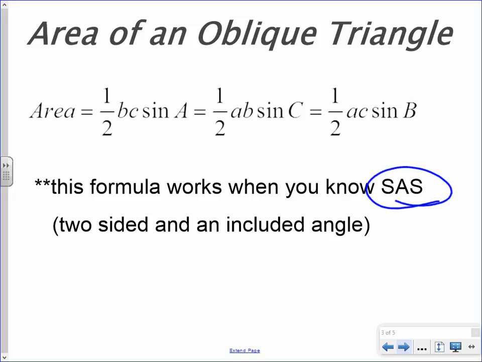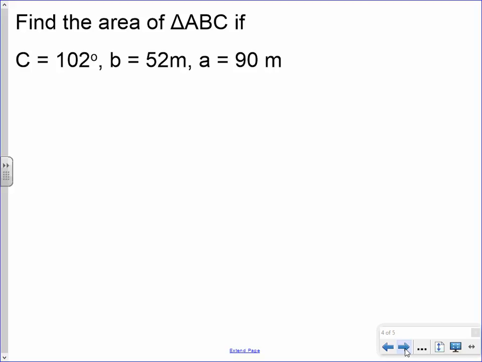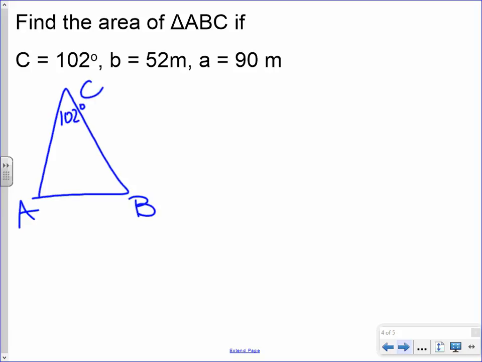So we're going to do one example of us finding area. Here's our given information. Angle C is 102 degrees, side B is 52 meters, and side A is 90 meters. I know that my triangle is not drawn to scale, and I really don't care if our triangles are drawn to scale. We more need a visual of where the angles and where the sides are. Since we have an angle in between two sides, that's how we describe side, angle, side, we can use our area formula.